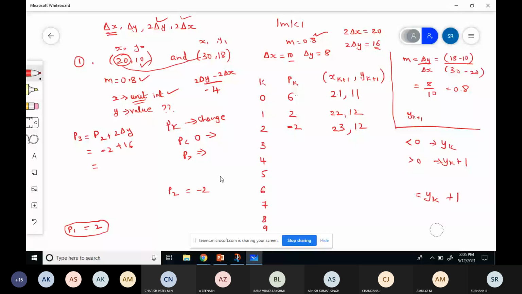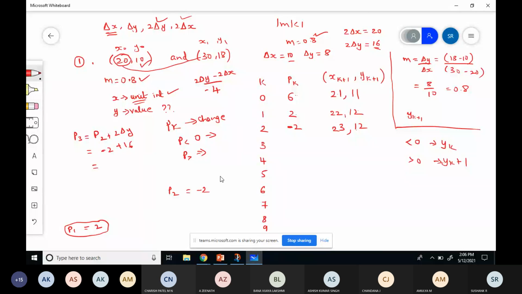The value of pk will be decided based on its sign. When it is less than 0, you have one formula. When it is greater than 0, you have one more formula. Is it understood? Is that point clear? See, purposefully I made a mistake, but no one pointed that out. So now what will be the value of pk?